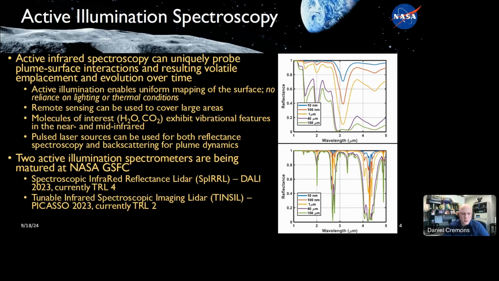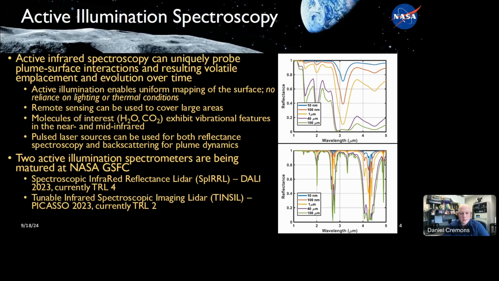And so the two instruments that are being worked on right now, first is called Spiral, which stands for Spectroscopic Infrared Reflectance LiDAR, and that's a funded DALI project that began about a year ago. That's currently at TRL4, and then there's also what we call Tinsel, Tunable Infrared Spectroscopic Imaging LiDAR, and that's an early stage Picasso project, again started about a year ago now, and that's at TRL2.